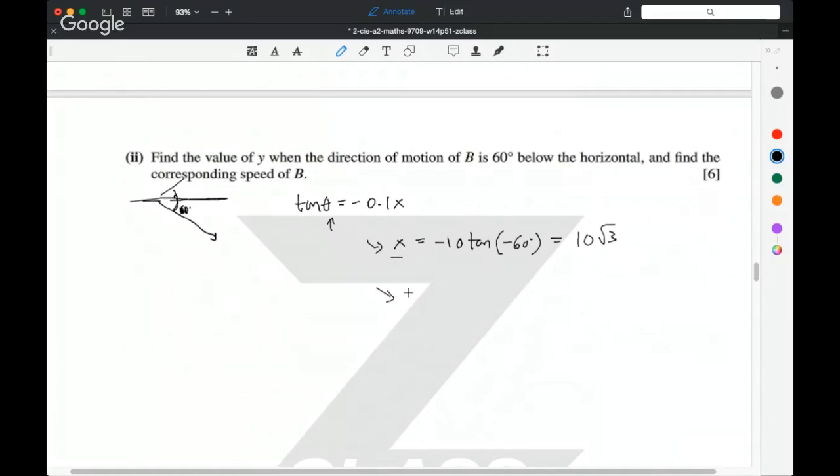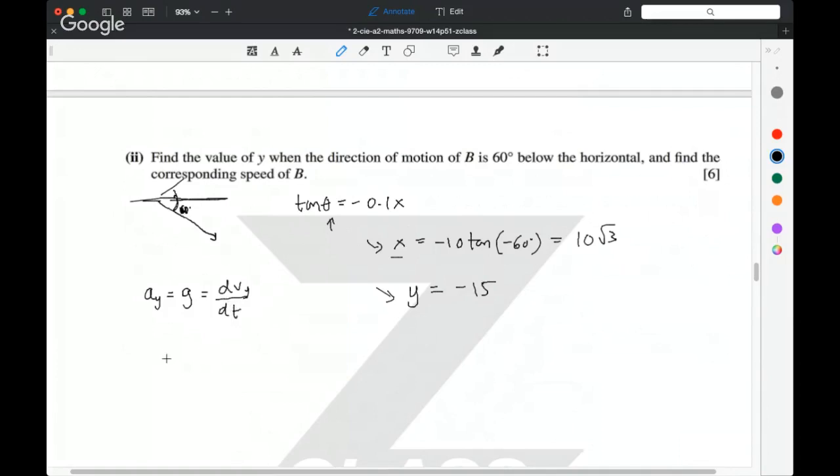Therefore, from our equation, y must be equal to, and you just plug it into the equation, minus 15. And therefore, we can now look at the forces acting on the particle. The acceleration in the y direction is just equal to g, because that's the only force acting. So this is dvy/dt.